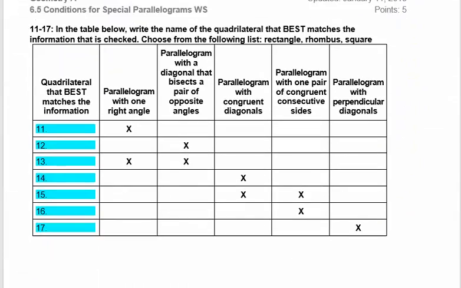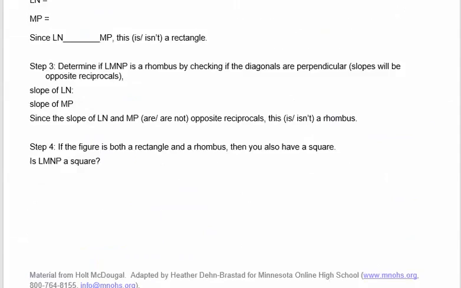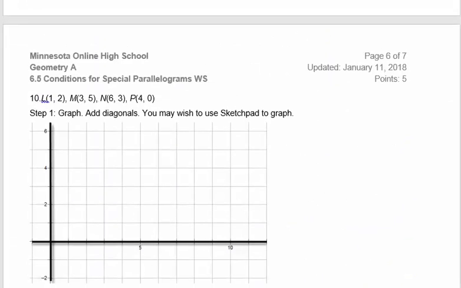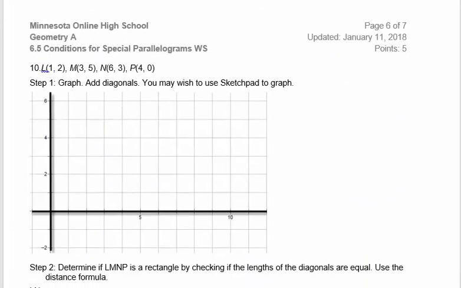And then in 11 through 17, you're going to fill in the table with the word rectangle, rhombus, or square that fits these conditions here, the information that's given. So I'm going to start number 10. And if you want, you can choose to do number 10 as well. You'll have a head start.